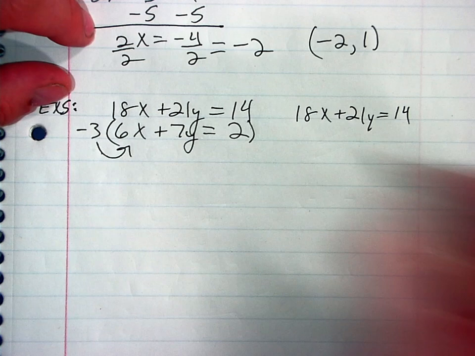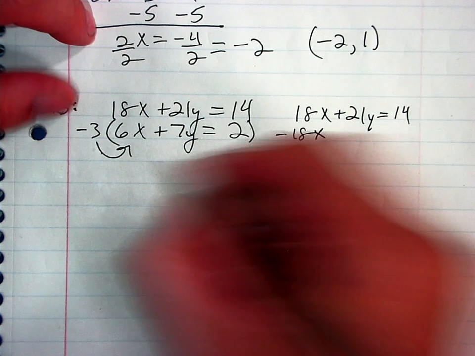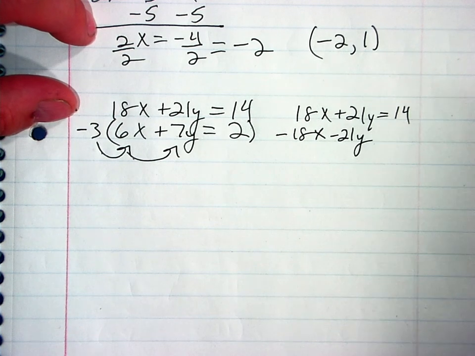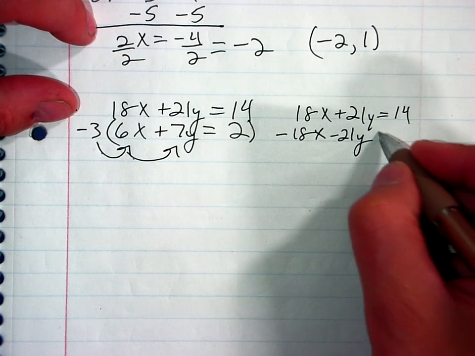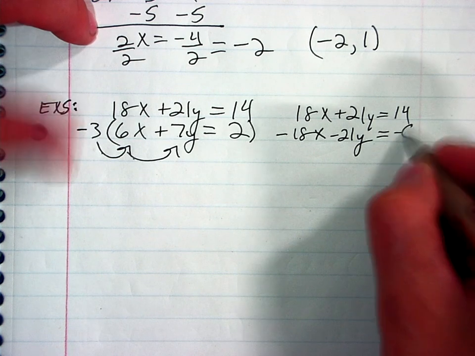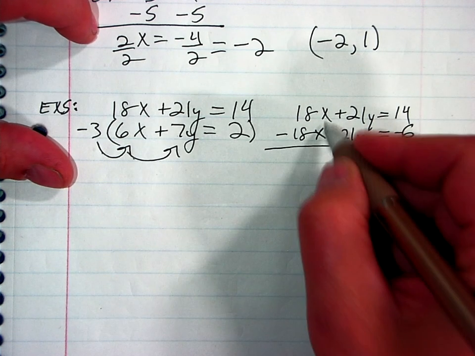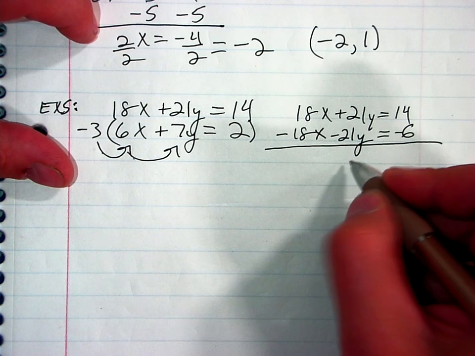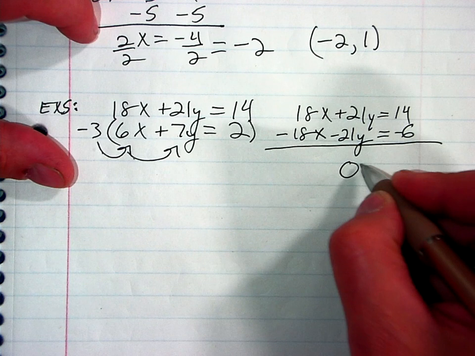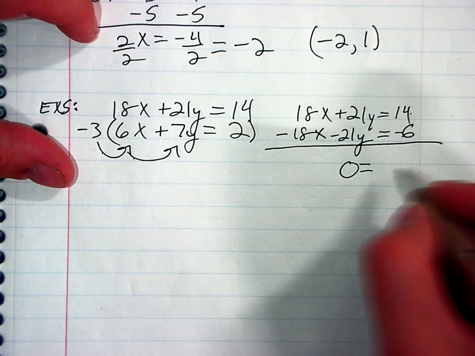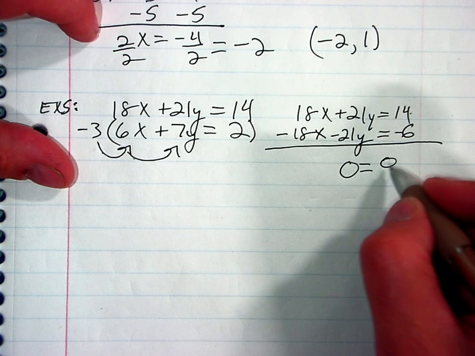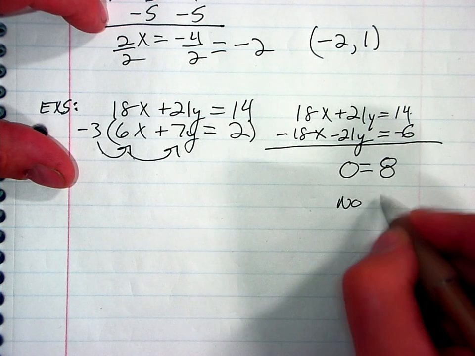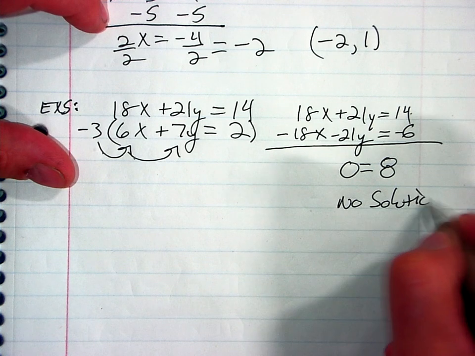Negative 3 times 6x is negative 18x. Negative 3 times 7 is negative 21y. And negative 3 times 2 is negative 6. 18x minus 18x is 0. 21y minus 21y is 0. 14 minus 6 is 8. Is that a true statement? Does 0 equal 8? So your answer is no solution. So once again, those are parallel lines.